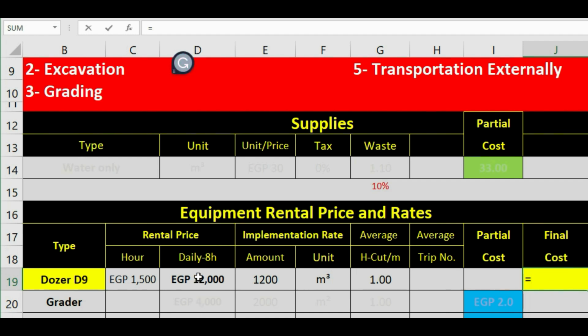The final cost for excavation in this case will be 10 Egyptian pounds. Daily rent 12,000 over the excavation rate will equal 10 Egyptian pounds. The yellow highlight here in our style of calculation means it is a final cost of the sub items. Forget about the height of cut for now. We will need it later.